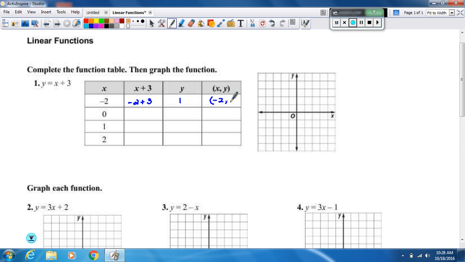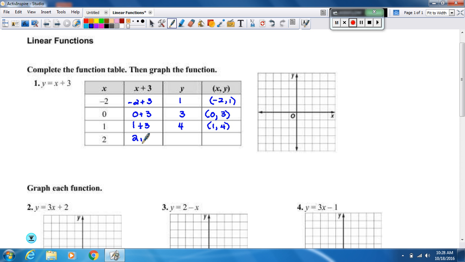So negative 2 comma 1. So then you start all over again. This time x is 0. 0 plus 3 is 3. Make a point out of that. X is 0, y is 3. Start over again. 1 plus 3. You're just plugging x into the equation each time. You get 4. So x is 1 and y is 4.